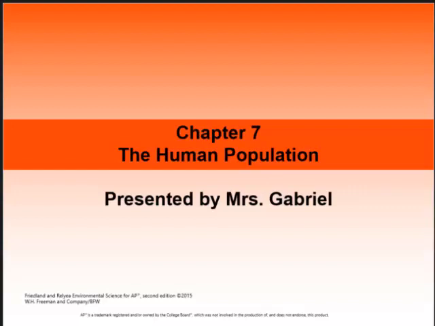So humans are the ones that cause all the environmental problems on the planet. In order for us to appreciate the damage that we have caused, we really need to understand more about human population ecology and dynamics. Chapter 7 is about humans, how our population has changed, and what has caused those changes. This is Mrs. Gabriel. I'm going to go over chapter 7, and we're going to start with the first module.